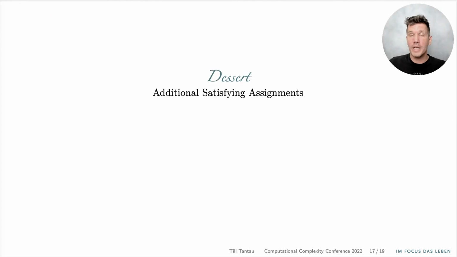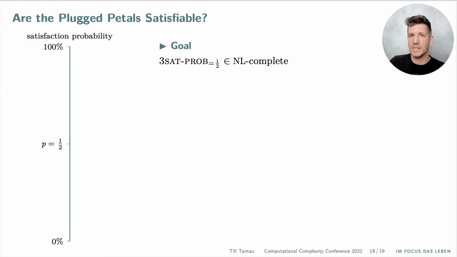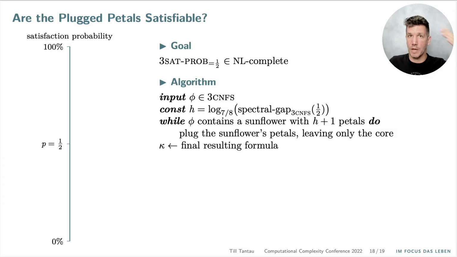Now for the dessert, I would like to return to the starter, because there's something still missing in some sense. We call that the original first claim I made: that 3-CNF probability equals 1/2 is NL-complete. And we can already do a lot about this result. So here's our algorithm. We start with our input formula, a 3-CNF, then we do this cooling stuff, and then you wind up with a final kappa.